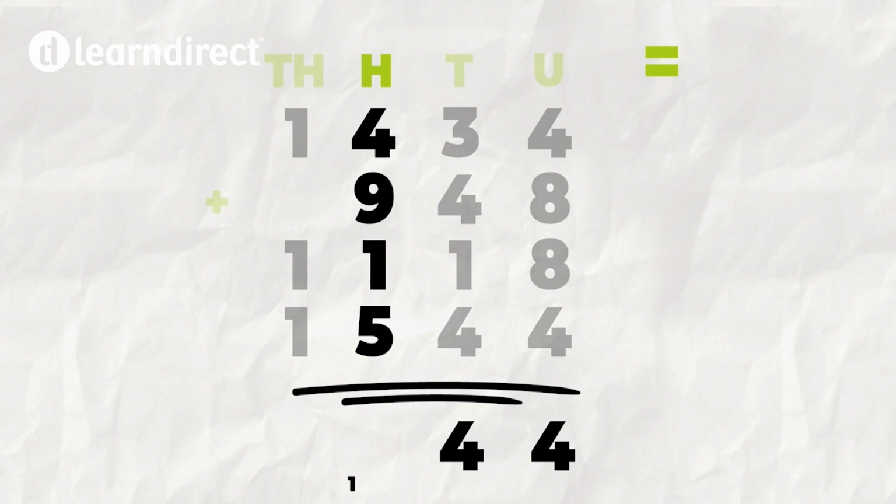4, add 9, add 1, add 5, equals 19. Adding the 1 that was carried over makes 20. Write down the 0 and carry the 2 to the thousands column.